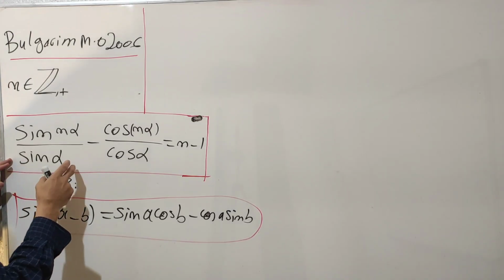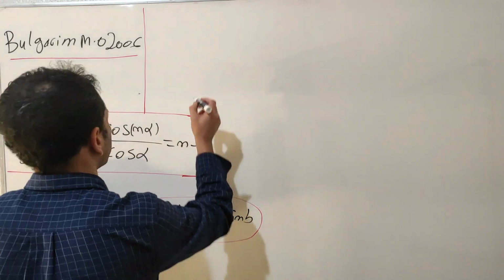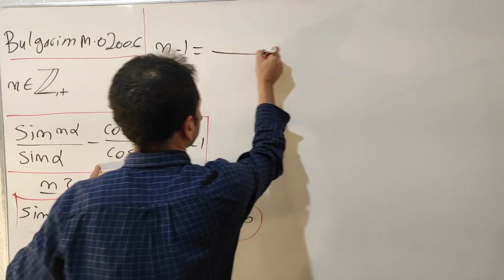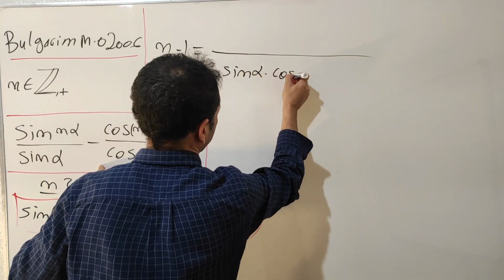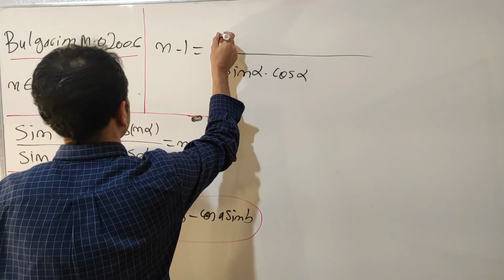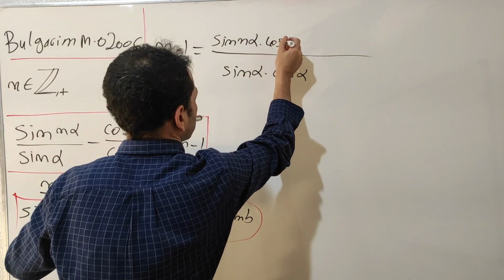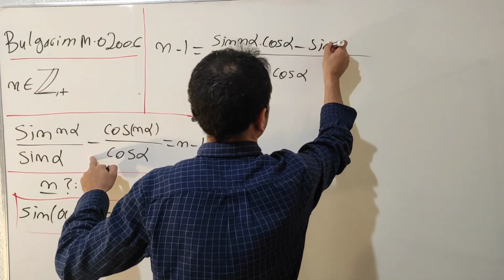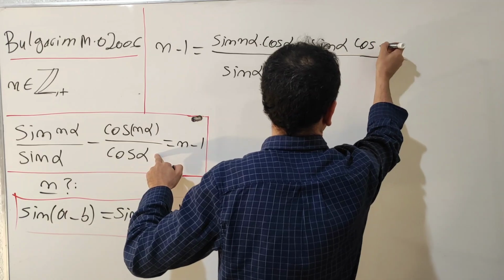Let's fix this fraction by making sine alpha cosine alpha the common denominator. So I get the following: n minus 1 equals, with sine alpha multiplied by cosine alpha in the denominator, the numerator, which becomes sine n alpha multiplied by cosine alpha minus sine alpha multiplied by cosine n alpha.